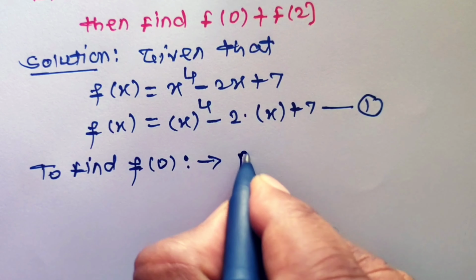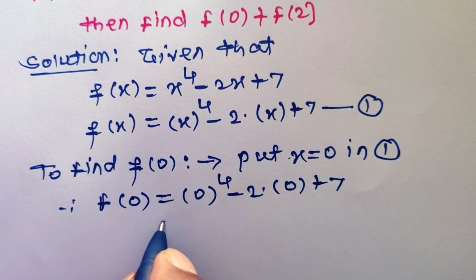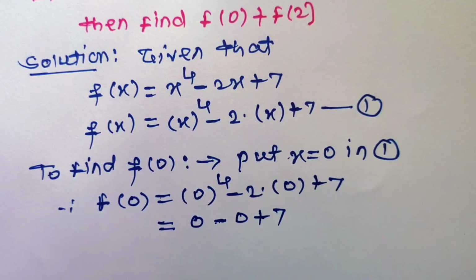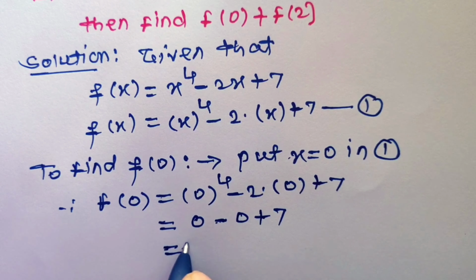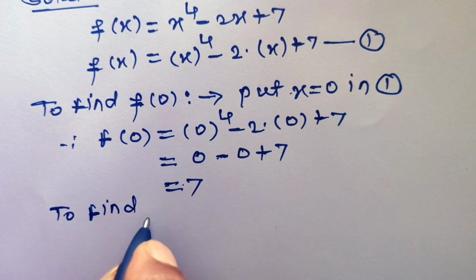Now let us find f of 0 first. Hence to find f of 0, what we have to do? Put x equal to 0 in equation number 1. Equation number 1 becomes, replacing x by 0, f of 0 is equal to (0) to the power 4 minus 2 times (0) plus 7. If we simplify this, the first term becomes 0, the second term becomes minus 2 into 0, that is 0, plus 7. And hence f of 0 is equal to 7. Consider this as equation number 2.